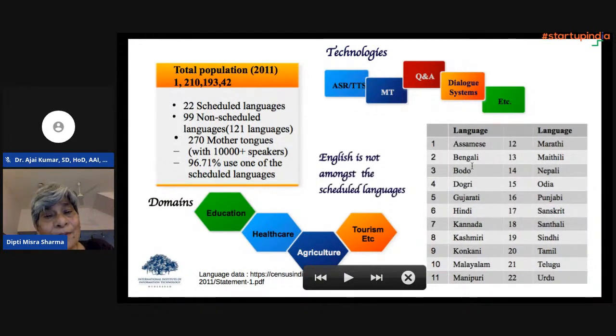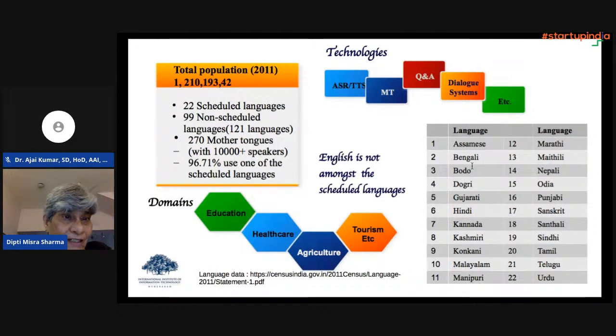By the way, English is not amongst the scheduled languages. So English is outside these 22 languages. And as Mr. Agarwal mentioned, only 10 to 12% of Indians are comfortable in English. I mean, the statistics say only that many know, so those who are comfortable may be even fewer, but let us say it is 10 to 12%. Even then, a large number of Indians do not know English. So if we want to take the technology to the last Indian, it has to be done in an Indian language.